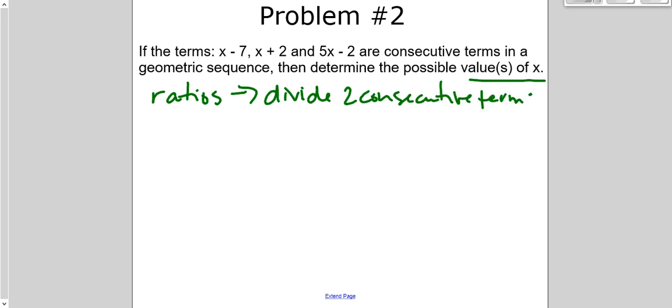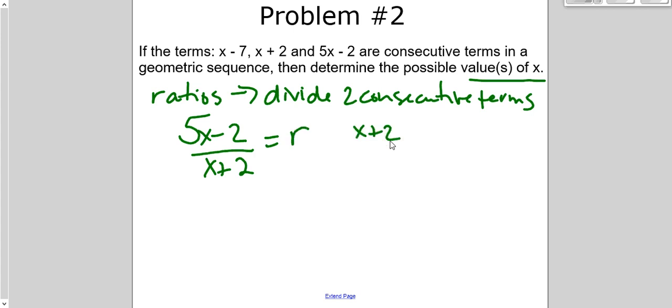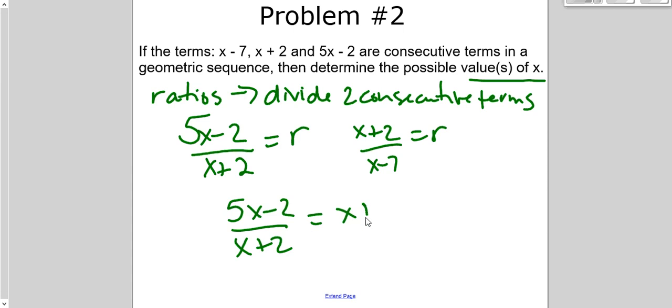And it would give us our value r. So if I had these 3 terms, I should be able to go 5x minus 2 divided by x plus 2, and I'll get some ratio. Same thing, I could have taken x plus 2 and divided it by x minus 7 and get a ratio. So either one of those would have given me the same ratio. Well, since they give me the same ratio, then I should be able to put these equal to each other.